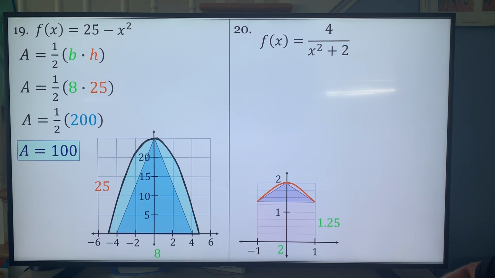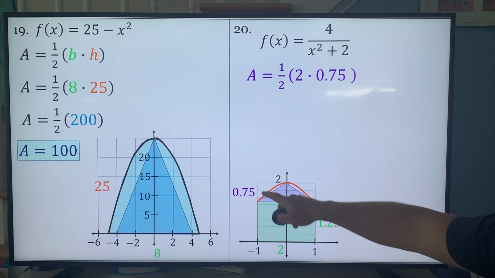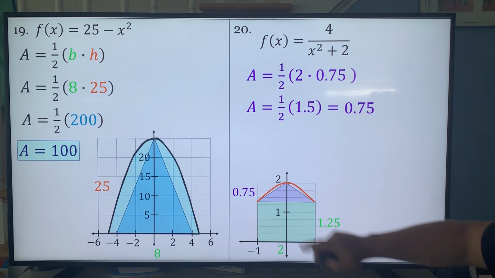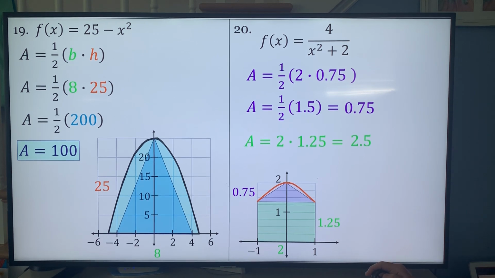With a width and a height. What's that? And a rectangle on bottom. All right, so here's how it works with this problem. You have two shapes. First one is half of length times width, 2 times 0.75, which gives you 0.75, so that's the area of the triangle, and the area of this is length times width. 2 times 1.25 is 2.5, add them together, and you get a whole estimated width of about 3.25.